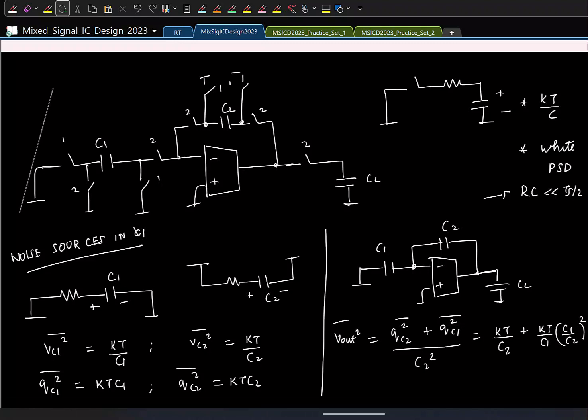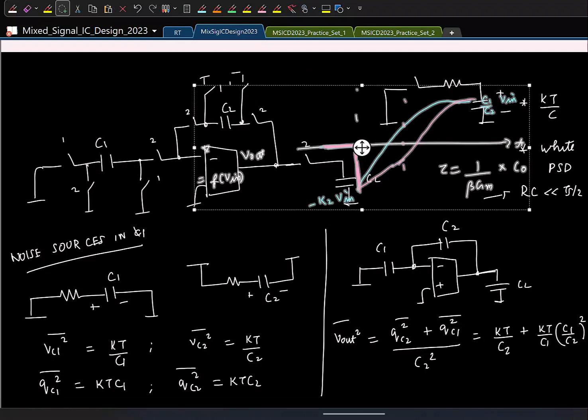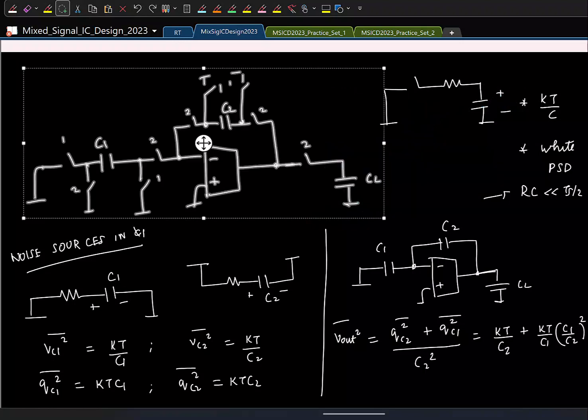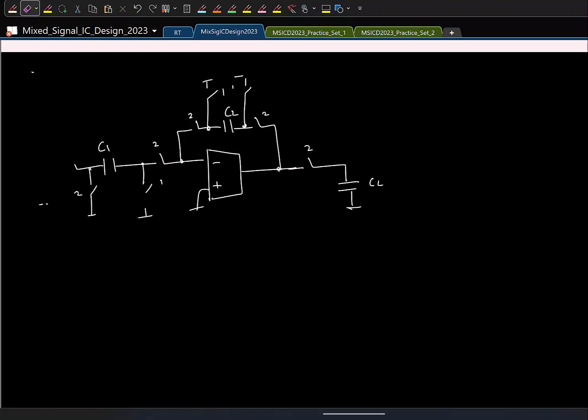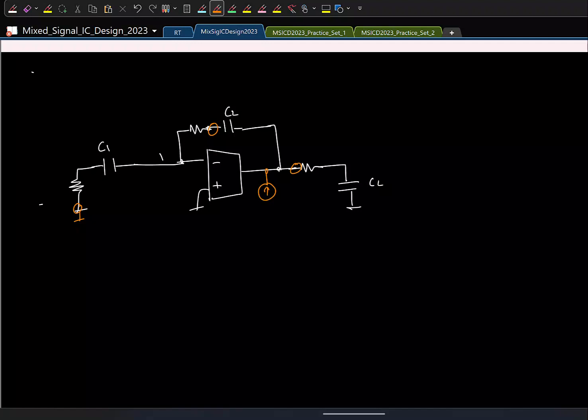Let's quickly do the noise in phi 2. So in phi 2, I'll remove these guys. So now we'll have all the switches here. I'll combine it into a single switch for now. Right? So we'll have basically noise from this switch, this switch, this switch, and also the OTA. Okay. So we'll have 4 noise sources.